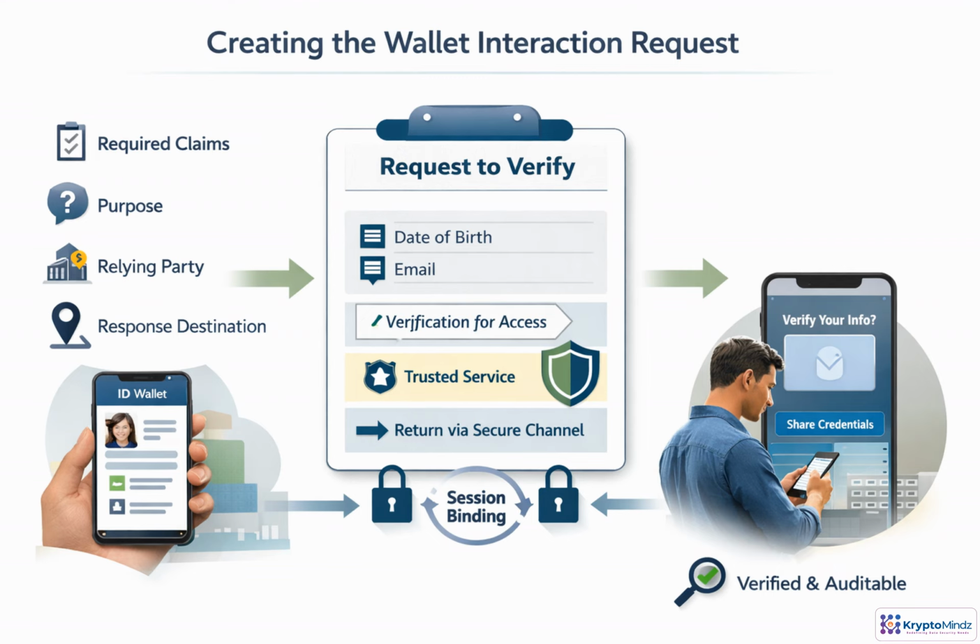Once the verifier knows which attributes are needed, they package that into a wallet interaction request. This request clearly states which claims are required, why they're needed, who is asking, and where the response must be sent. It's cryptographically bound to the user's onboarding session, so it can't be replayed or mixed up. At the same time, it stays human-readable, while the underlying structure supports strong verification and later auditability.